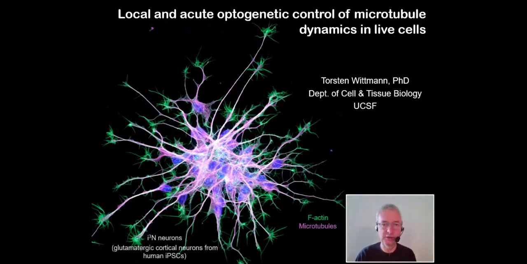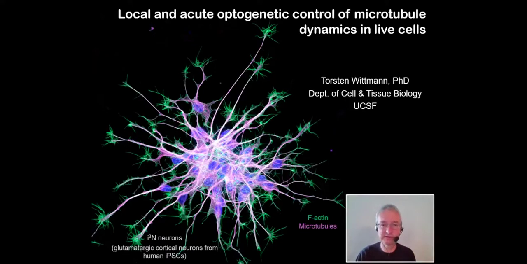Today, I would like to tell you about our recent work on using optogenetics to locally and acutely control microtubule dynamics in live cells, to ask questions about how the microtubule cytoskeleton shapes cell morphology, dynamics, and function. I also would like to place this in the context of neuron development and morphogenesis.